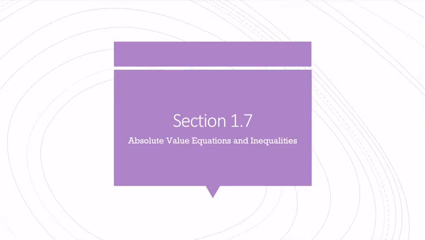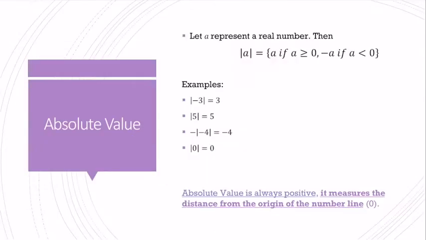So the last section of Chapter 1 covers absolute value equations and inequalities. Friendly reminder that absolute value is a measure of distance. What we're measuring is our distance from the origin, which is 0 on the number line, and it's always going to have a positive value.